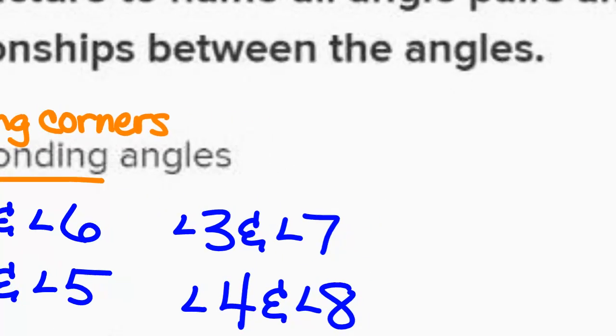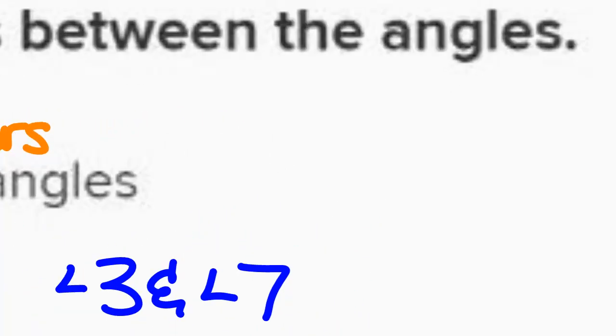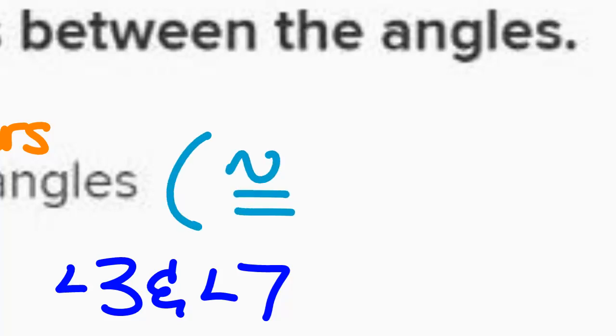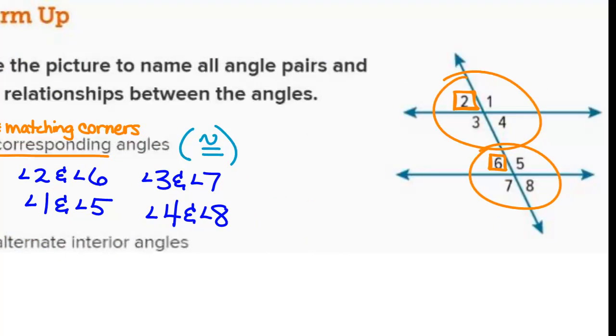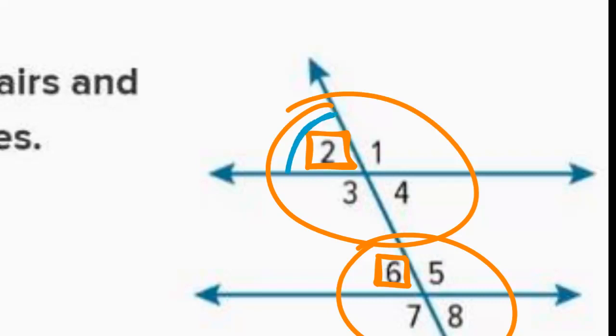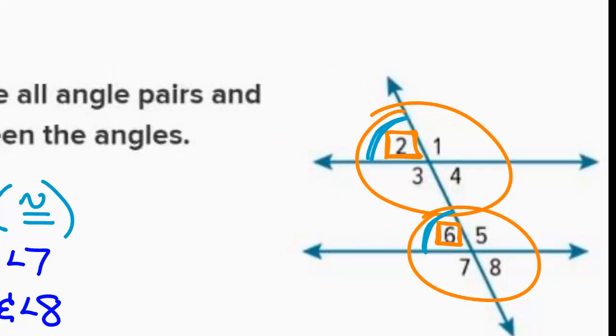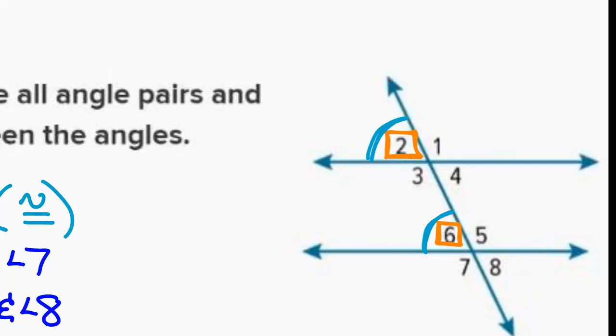They are not supplementary. These are actually congruent, funny enough. This is one of the ones that we were just given as a postulate or a theorem. If you look, these angles have very similar shapes. They look like they're about the same size, and so there is a proof for this. We didn't go through and do the proof, but corresponding angles are the same size. They are congruent.